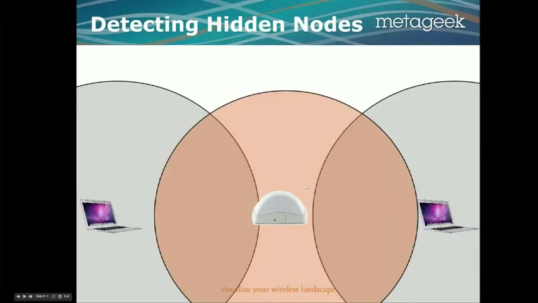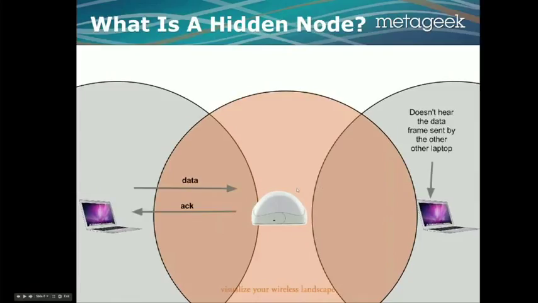Now, it gets a little bit more complicated when we have things like hidden nodes. So you can have an access point talking to a specific laptop, and what's interesting is the laptop is going to send a data frame, and the data frame is going to look something like this. He sends the data frame omnidirectionally, and the access point says, got it. And when he says got it, that means he sends an acknowledgement, and that acknowledgement gets sent omnidirectionally.